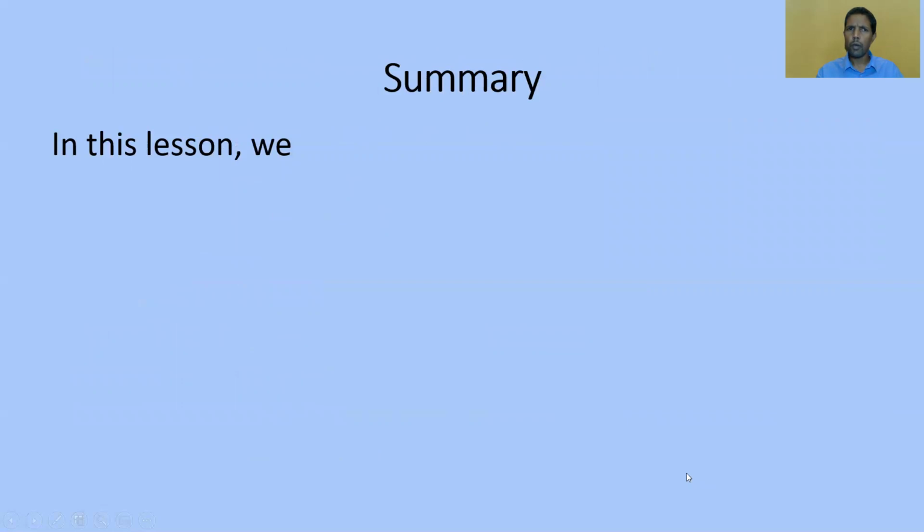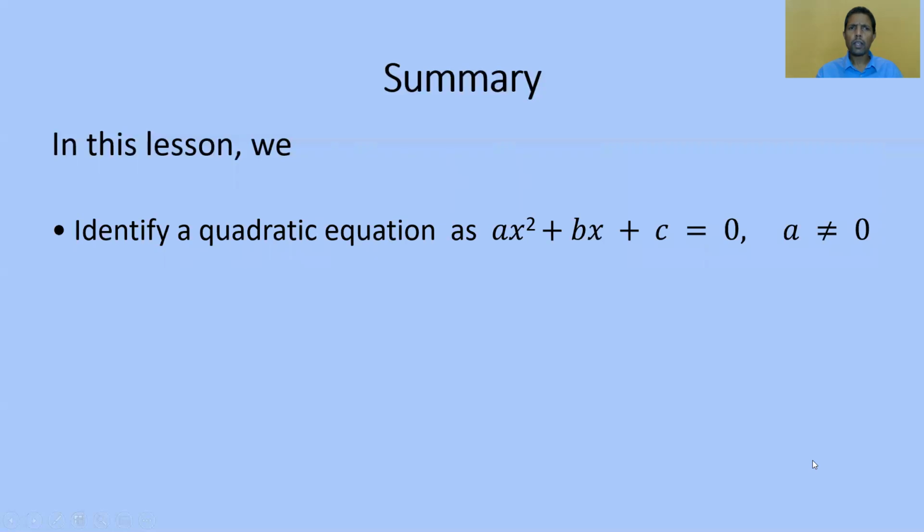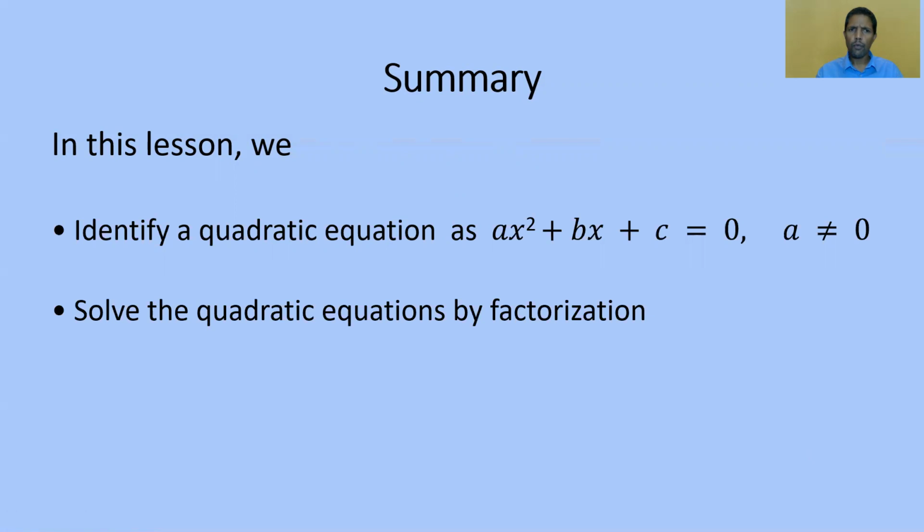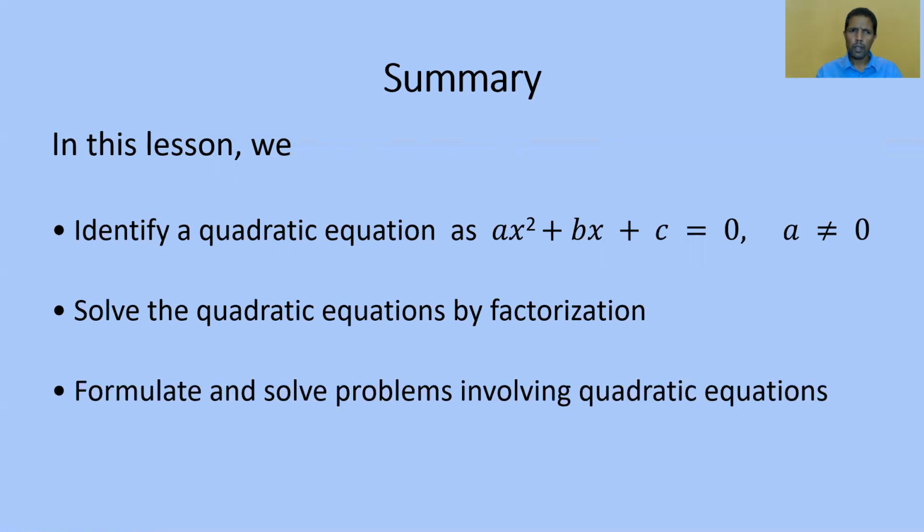Now, let us sum up what we have done in this lesson. We first identify a quadratic equation as ax squared plus bx plus c is equal to 0, where a, b, and c are real numbers and a cannot be 0. We solve quadratic equations by factorization, and then we formulate and solve problems involving quadratic equations.